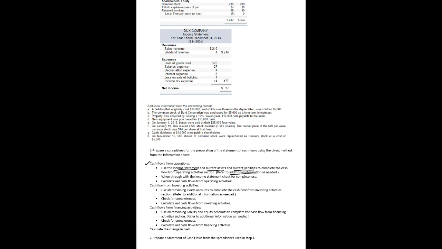We might need to refer to additional information as needed if we have any gains or losses that need explanation. Once we've calculated the change in all the income statement accounts, we'll check to make sure we've captured every one of those accounts. So we'll check for completeness, and then we'll net all of those and calculate net cash flows from operating activities. So if you haven't already, please print these instructions and then consider following along with me. Let me bring up a spreadsheet now.